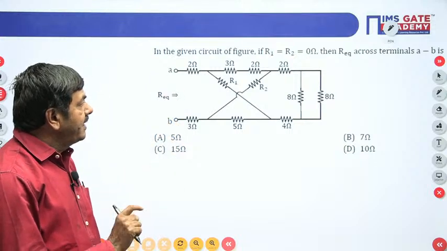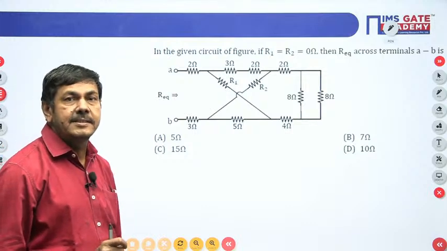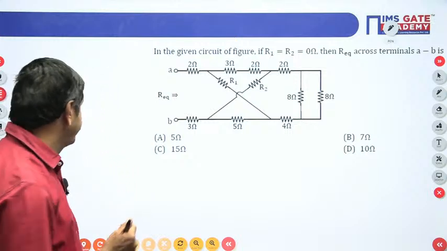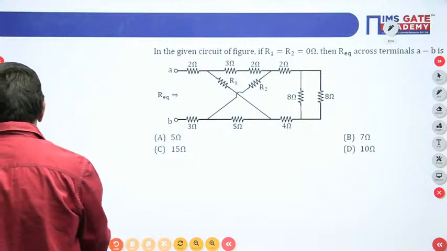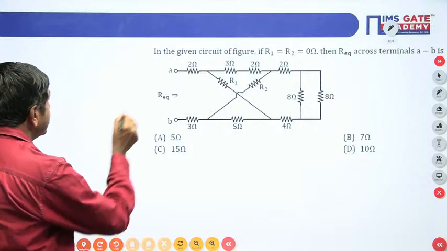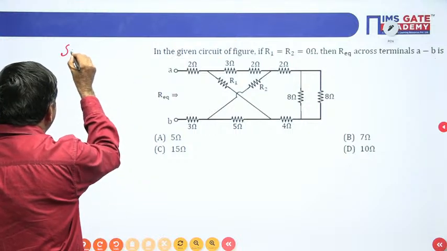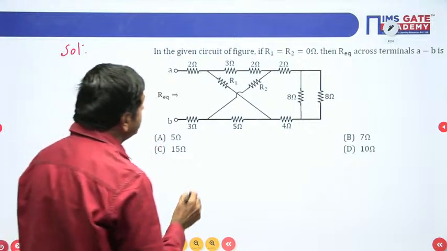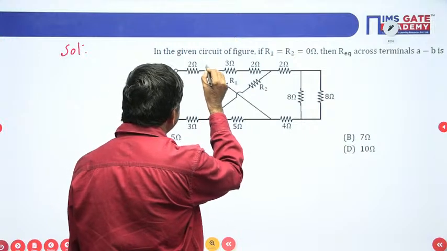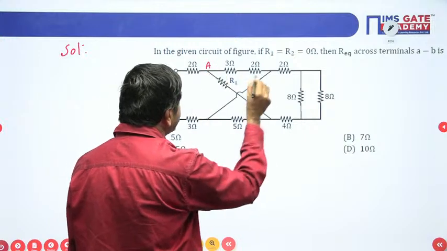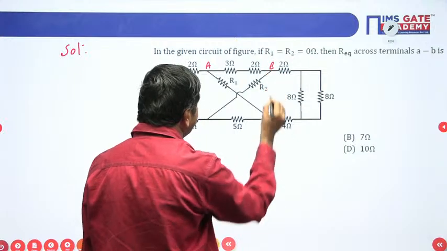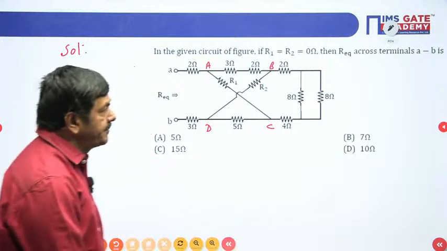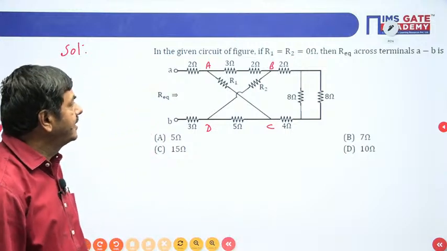But just by redrawing this circuit, we can get the resistance across AB. What way can we do it? Please watch. I want to redraw this circuit like this now. This point is given as A. I wish to take this point as capital A. This is a small a. This is capital B. This is capital C. This is capital D. Like that I denoted letters.